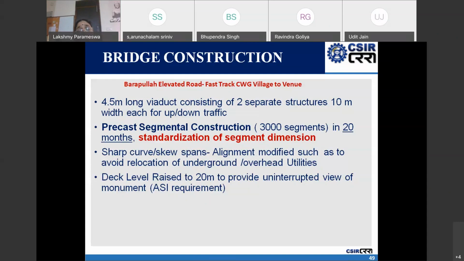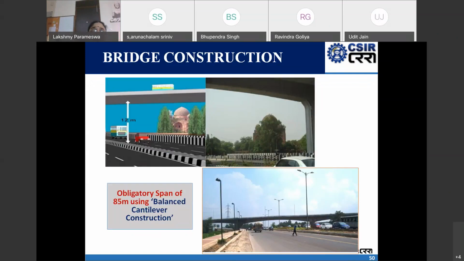Another important aspect was that the deck level was raised to 20 meters to give a vision to Humayun's Tomb. And I told you about this particular span, one over a railway line and one over a road, that was having a balanced cantilever construction.